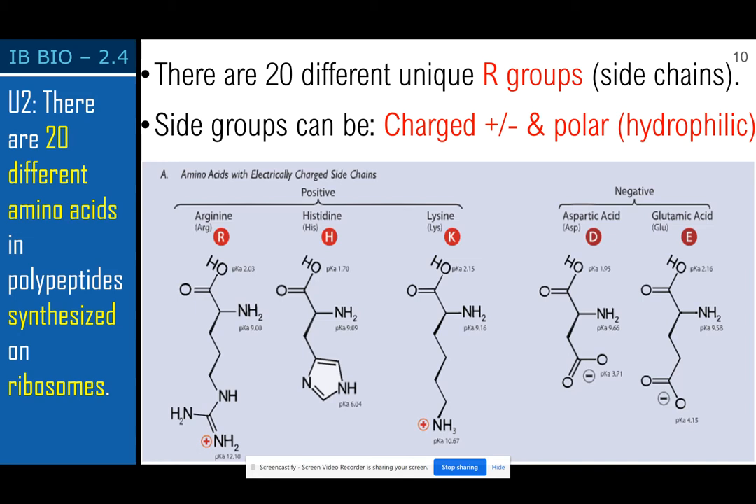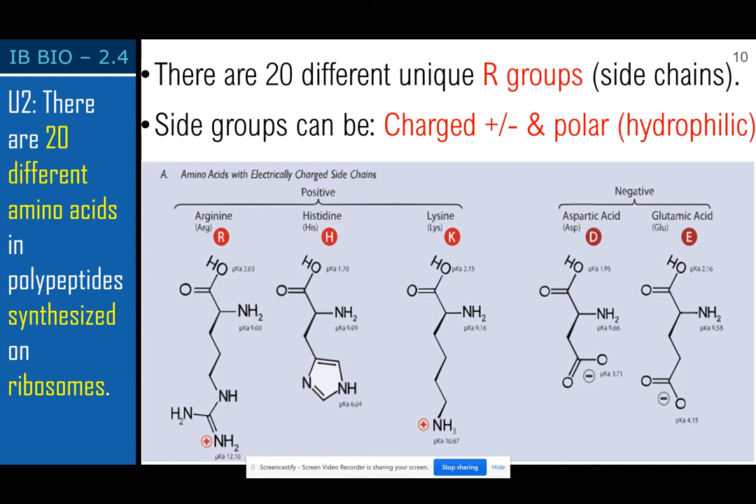So, understanding number 2: there are 20 different amino acids in polypeptides synthesized on ribosomes. Okay, so ribosomes, think back to like freshman year. Ribosomes are the thing that build proteins, right?